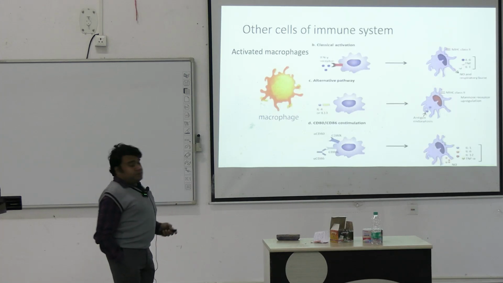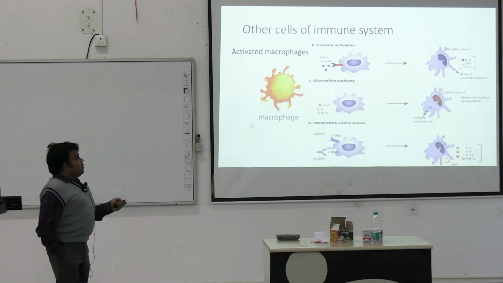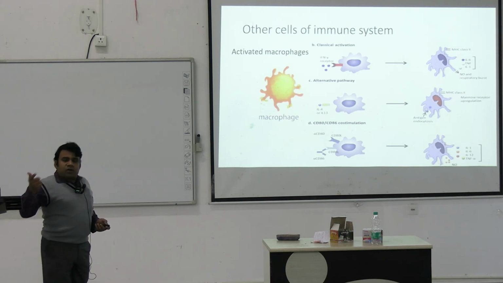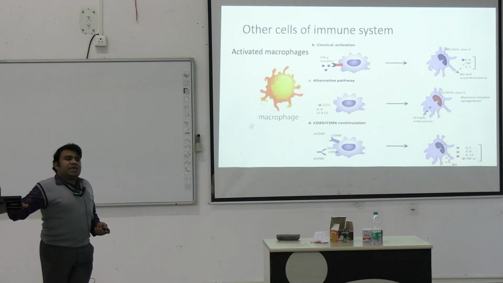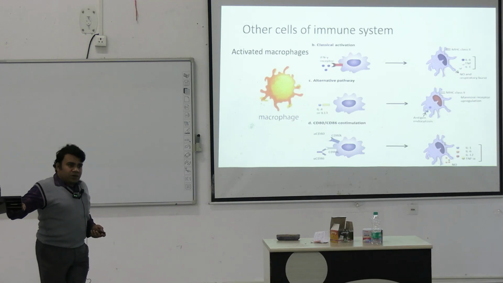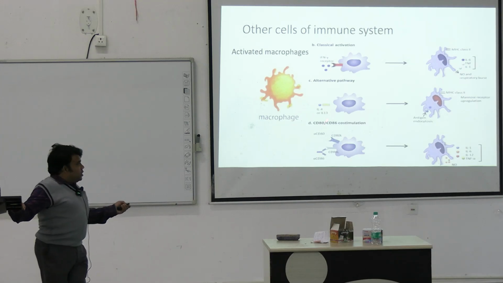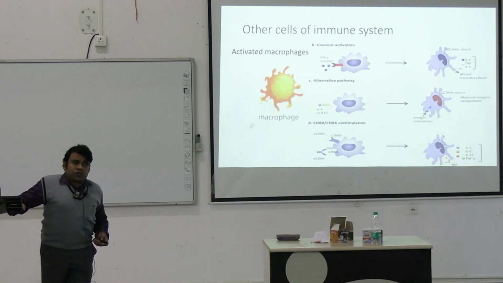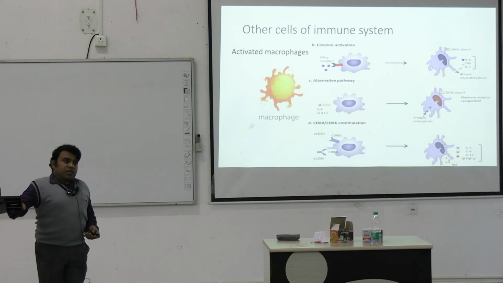Or other pathways like interferons. Interferons are cytokines. When the macrophages are exposed to interferons, they can turn themselves into activated macrophages. Similarly, other cytokines like interleukin 4 and CD cluster differentiating stimulation can also lead to activated macrophages.